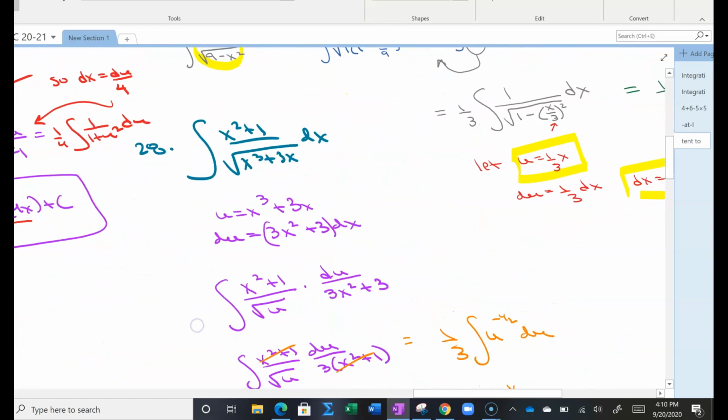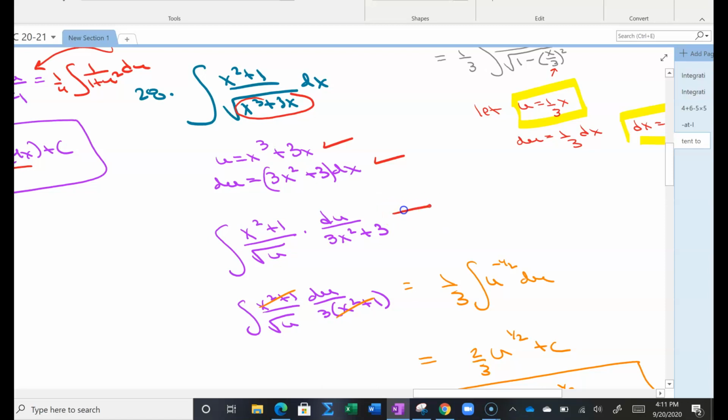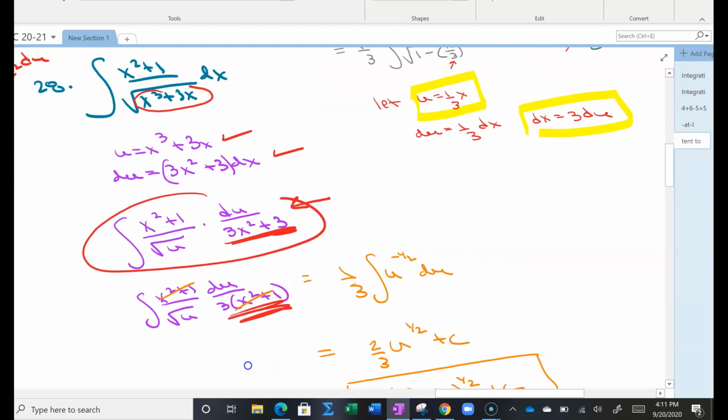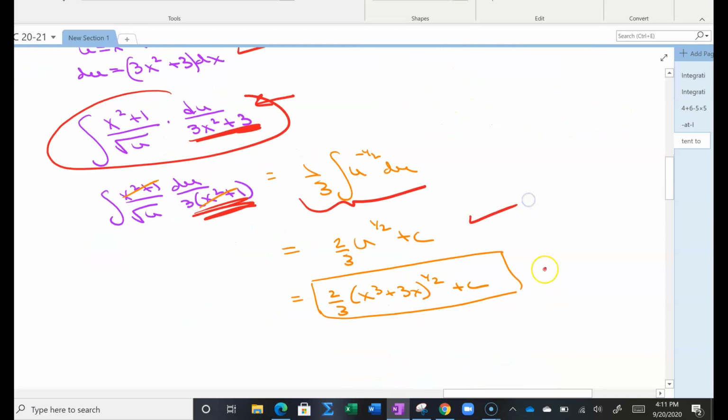28 was a great one. Here's that inner again. I'm letting u equal x cubed plus 3x, du equals right here. I put it all back in. I want you to look right here. On the surface, someone could panic and say, oh no, my x expressions don't cancel. But look, if I just factor a 3 out, the x squared plus 1 cancels, and I'm left with a really nice integral.